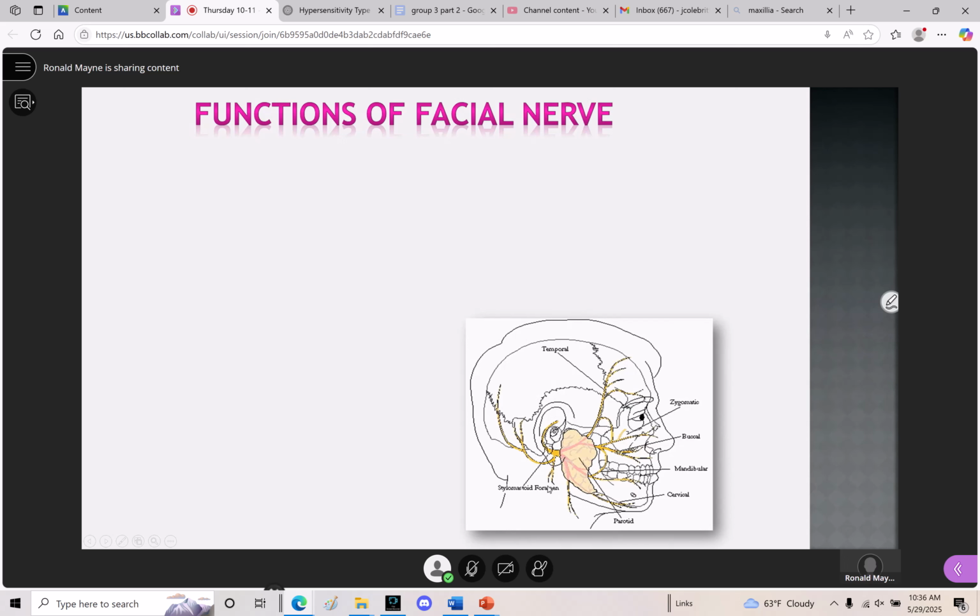You think back to osteology, when you look at the skull. The mastoid process is up there, the styloid process, and the little hole in between is where the facial nerve passes. Once it comes out, it moves forward and has several branches. One branch will go posteriorly, the others anteriorly.